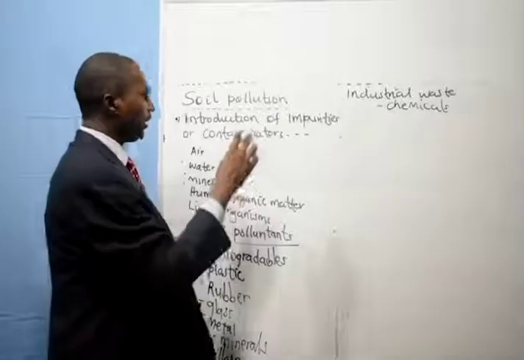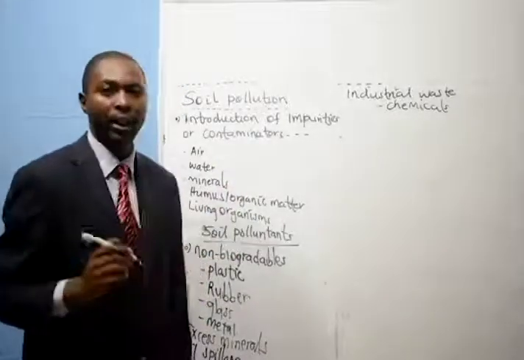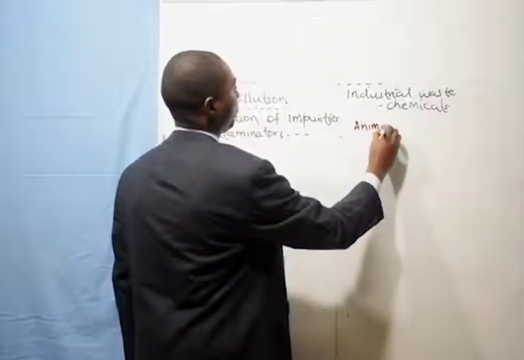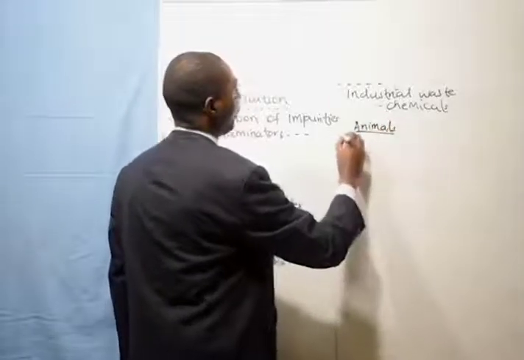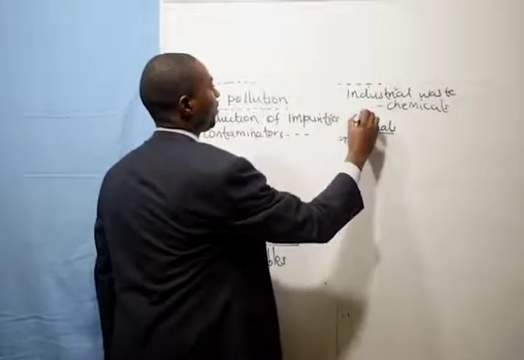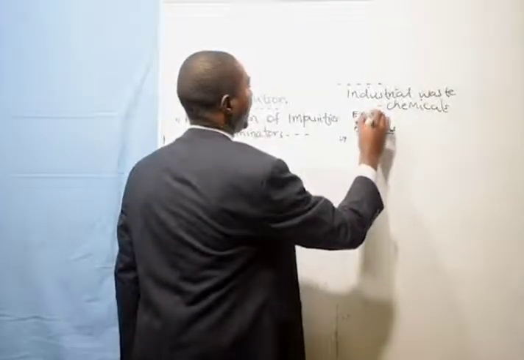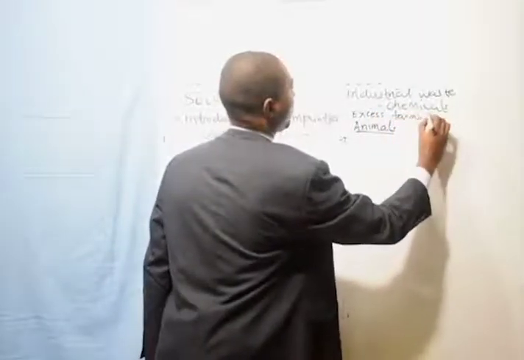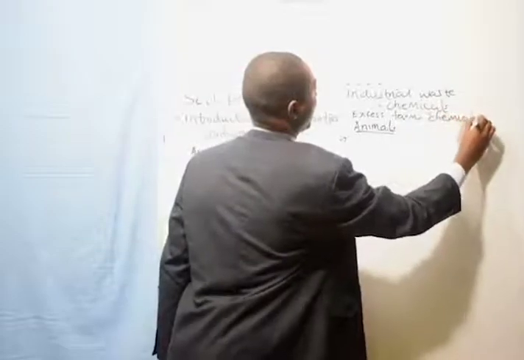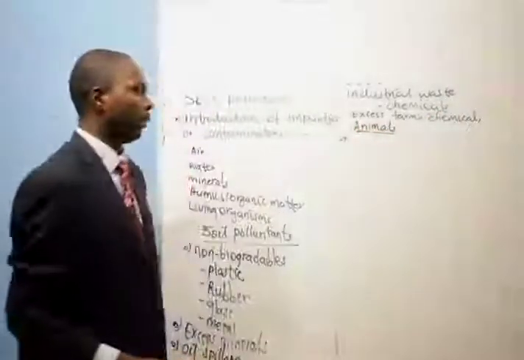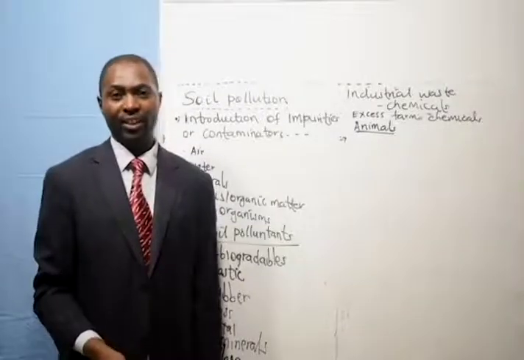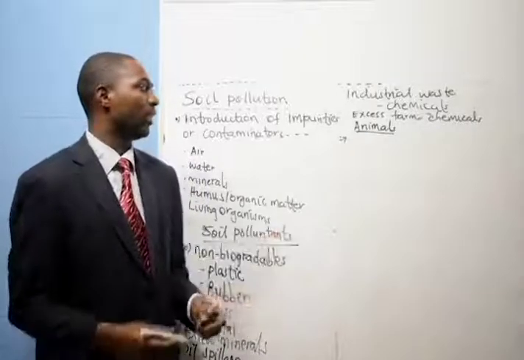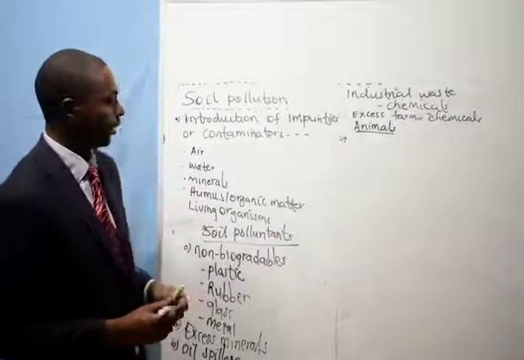And once they are dumped into the earth's surface, what impact do they cause? They affect, number one, the living beings such as the animals. How do they affect the animals? I was almost forgetting excess farm chemicals. Those people who do not follow the manufacturer's instructions end up polluting the soil. You can't use excess fertilizer, excess pesticides and herbicides and say that you are a good farmer. You are simply polluting the soil.